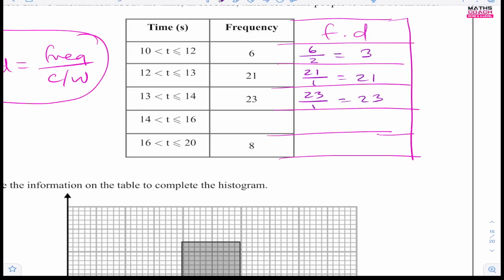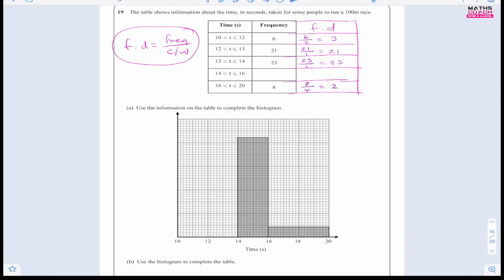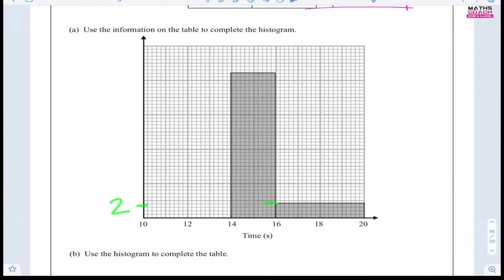We can't do 14 to 16 just yet, but we can do the last one. So the last one is going to be 8, the frequency, divided by class width of 4. So that gives me 2. Now, if you look at the table and your graph, you will see that the last class interval has already been completed in full on your graph. So we can use this as a way to figure out what these values are. We know that the frequency density for 16 to 20 is 2, which means that this here is equal to 2.